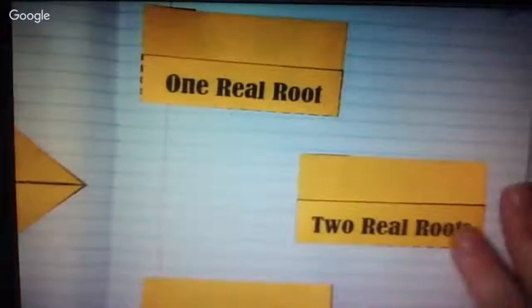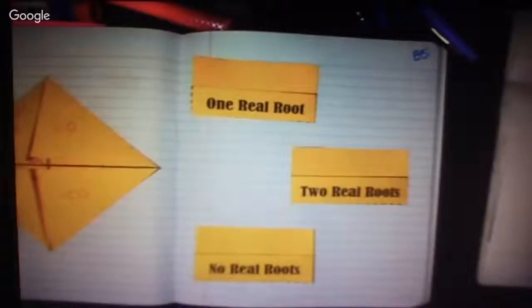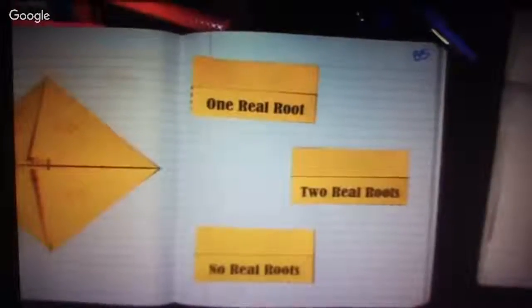The last thing I need you to do is once you have them all folded, they need to be glued somewhere on page 85. I don't care what order you glue them in. I don't care if you glue them all in a straight line. Whatever your little heart desires.